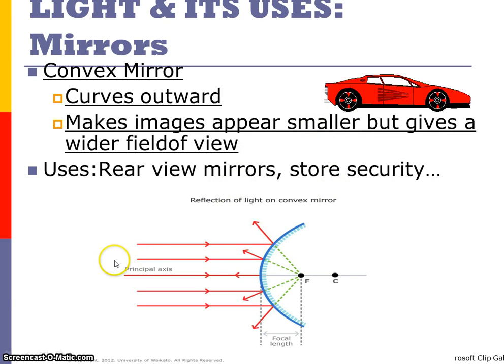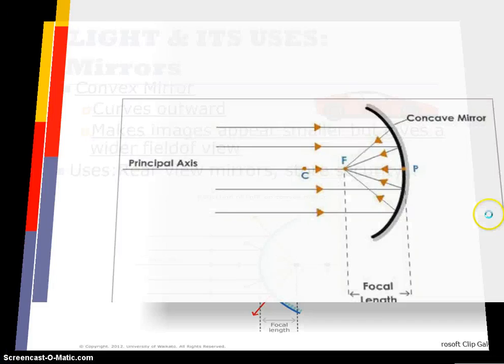You can see how light reflection happens on a convex mirror. It changes the direction of the light, which is what gives us the effect of the smaller images, but it lets us see a much greater field of view.